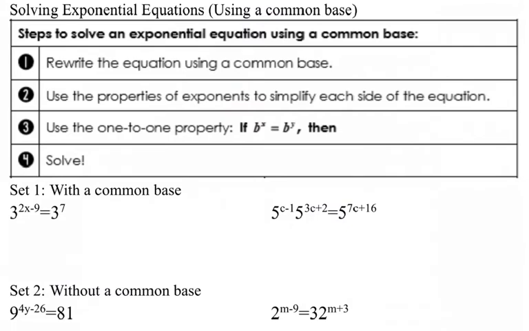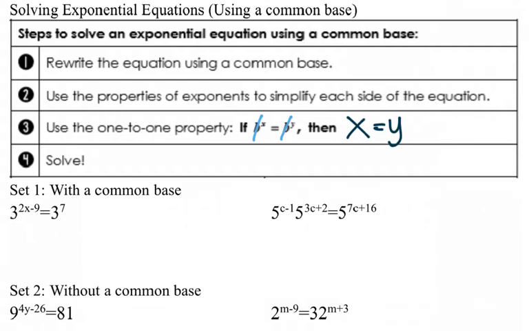Alright, so we're going to solve exponential equations using a common base first. Number 1, we're going to rewrite the equation using a common base. Number 2, we're going to use the properties of exponents to simplify each side of the equation. Number 3, we're going to use the one-to-one property. So this is if b to the x equals b to the y, then x equals y. So the bases just cancel out and then you just set the exponents equal to each other. And then we're going to solve.